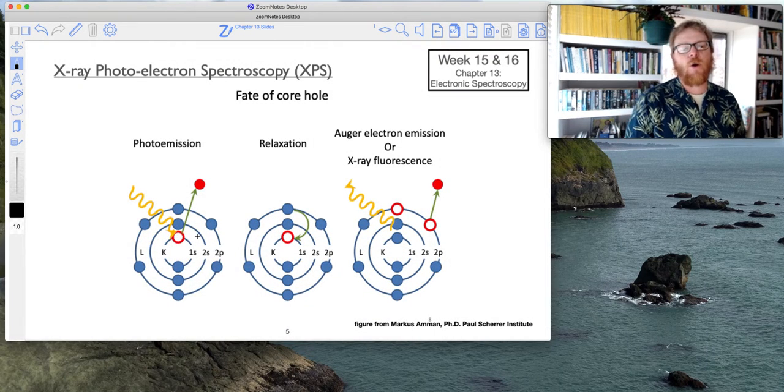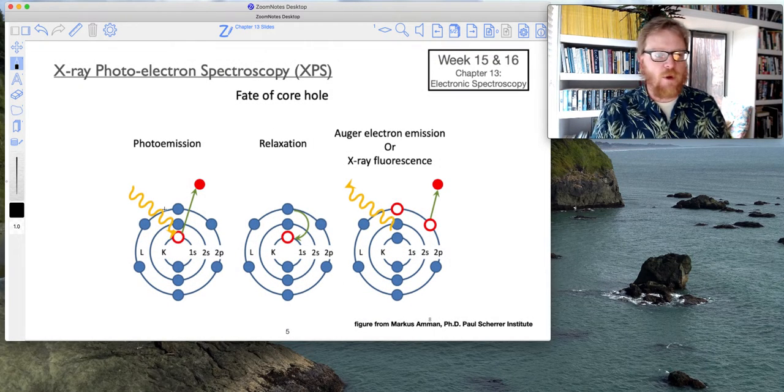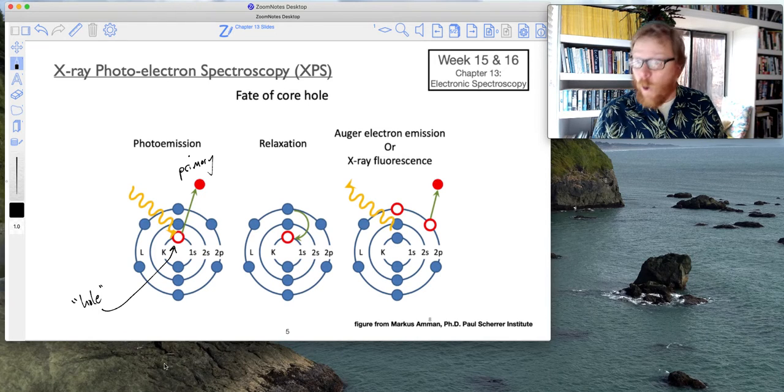So moving on. We can see this in this board level diagram: photoemission creates the primary photoelectron. Okay, and here what we also create is what's known as a hole, so a missing electron from the core level.